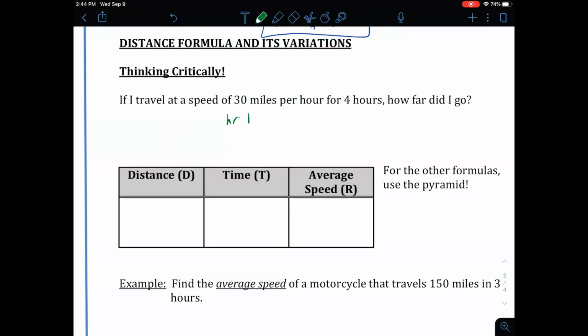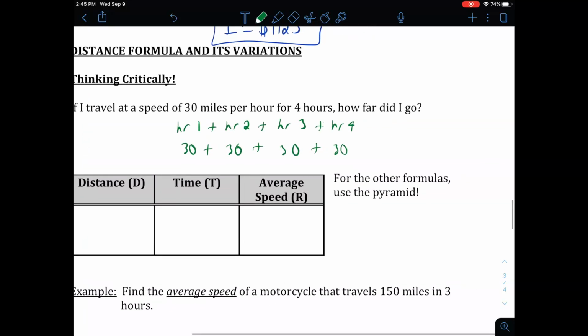So, in hour 1, each hour I go 30 miles per hour, right? So I got 30. Plus hour 2, how far did I go? 30. Plus hour 3, how far did I go? 30. Plus hour 4, how far did I go? 30. So that equals what? What's another way to write 30 plus 30 plus 30 plus 30? That's 4 times. How do I write that? 30 times 4, right? That equals 120 miles.